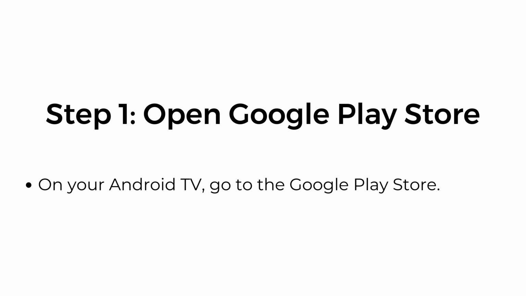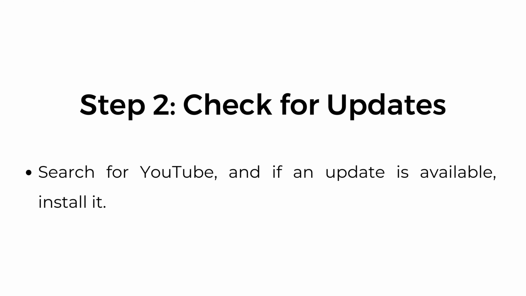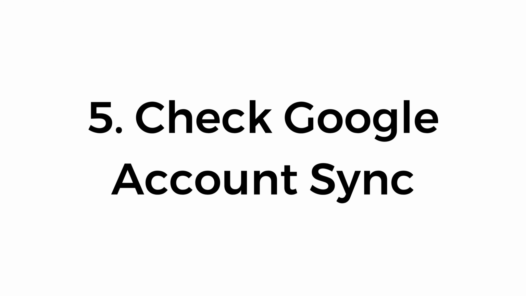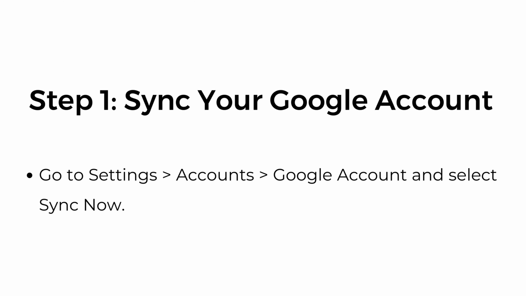Step 1. Open Google Play Store. On your Android TV, go to the Google Play Store. Step 2. Check for updates. Search for YouTube, and if an update is available, install it. 5. Check Google account sync. Step 1. Sync your Google account. Go to Settings, Accounts, then Google Account, and select Sync Now.